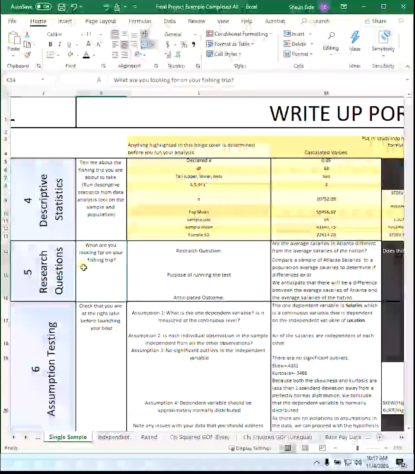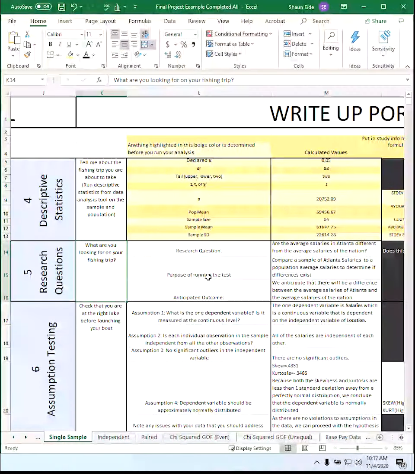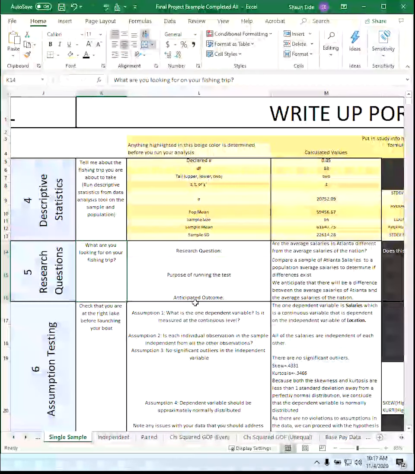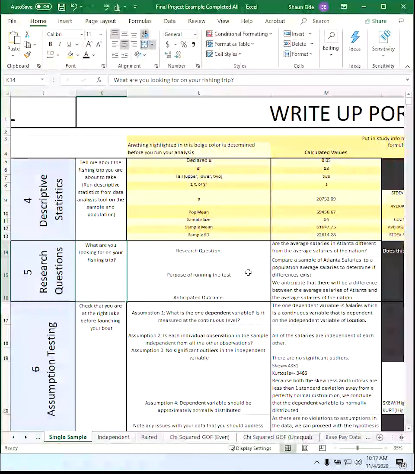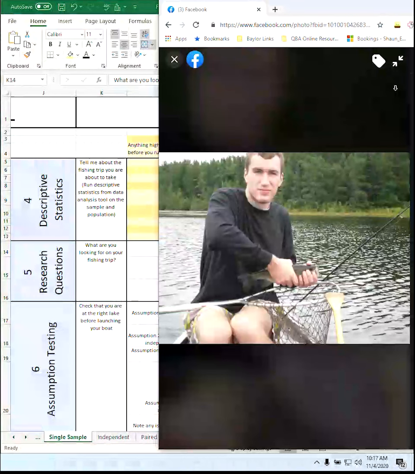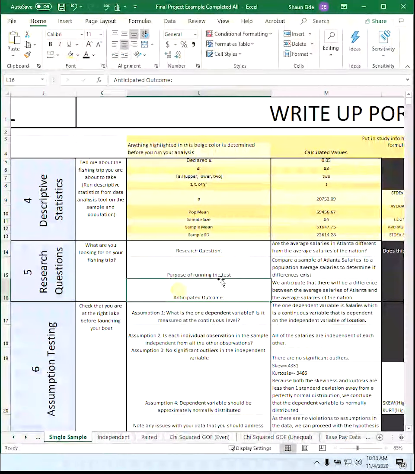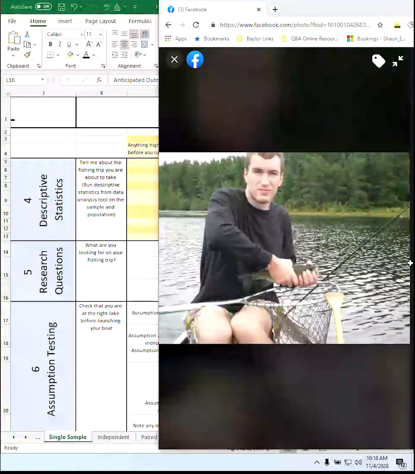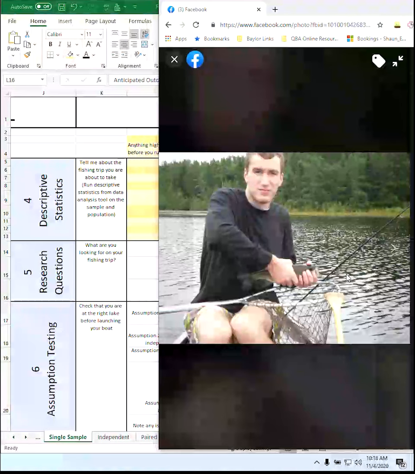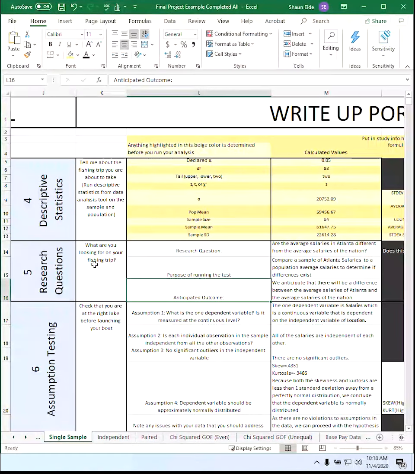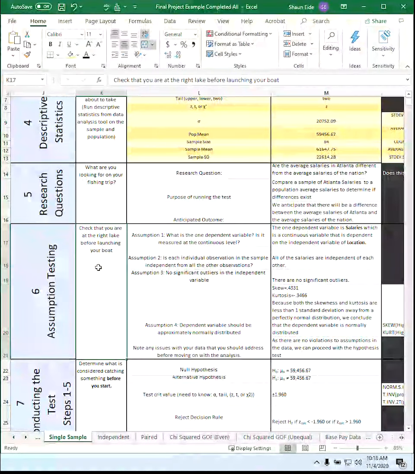Then after that, you say, okay, this is what I'm looking for on the fishing trip. This is the reason why I'm going. This is what I'm anticipating that I'm going to get. So when I go to Bass Lake, I'm planning on catching a bass, and this is how big of a bass I'm planning on getting. Now, when the lake is overfished, that means we're going to have less bass, but when the lake is underfished, that means we're going to have a lot of bass.